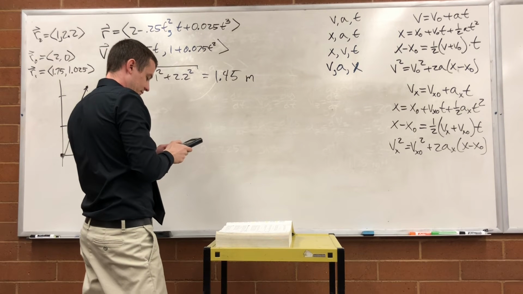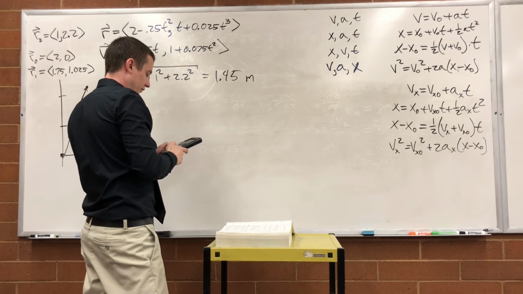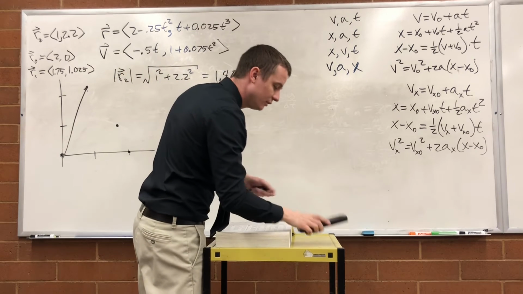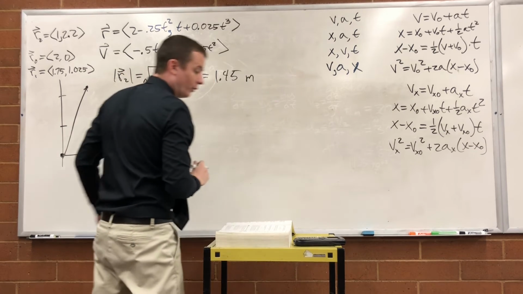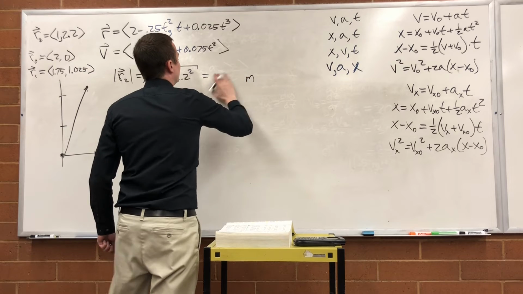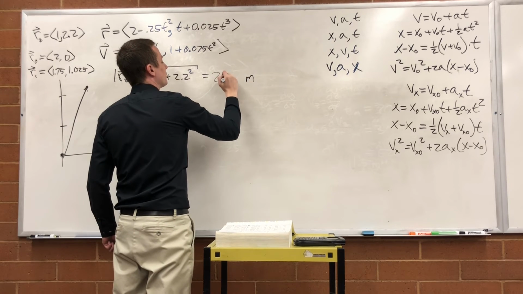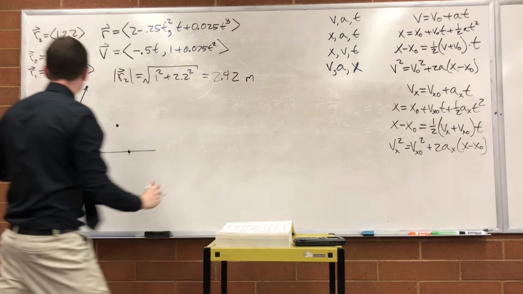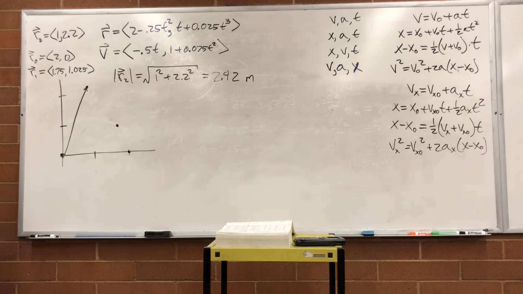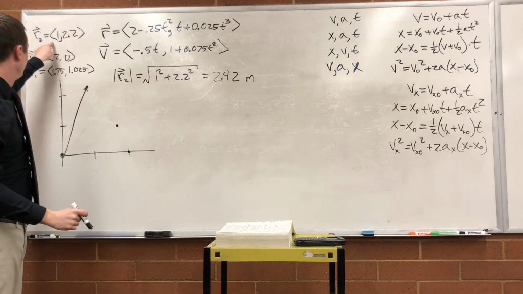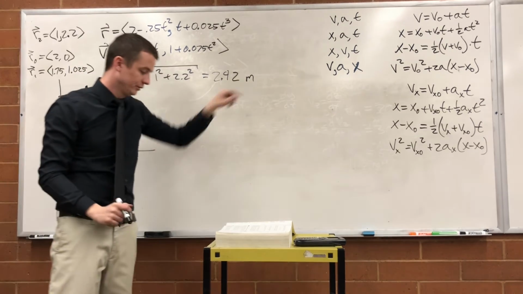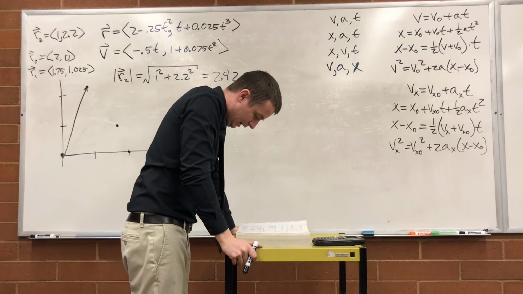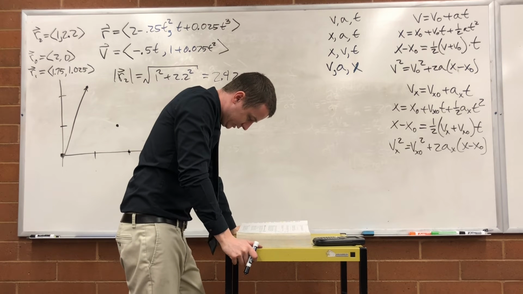Sanity check. I hit the divide button instead of the exponent button. 2.42. Yeah, that makes way more sense, because it definitely has to be more than 2. Good check. Okay, so that's its position vector. That's its displacement from the origin. Let's see, what else do they want?